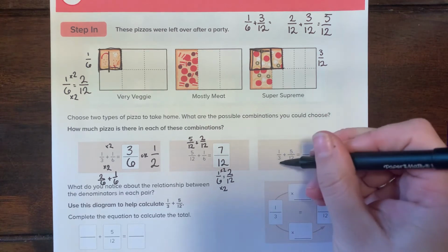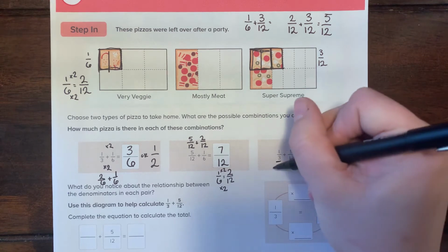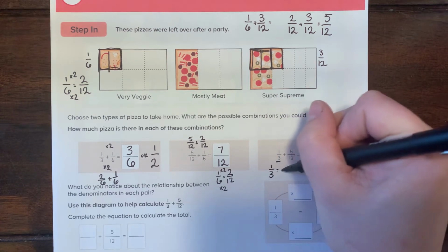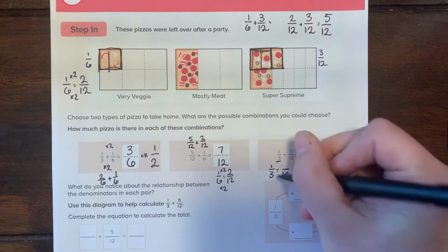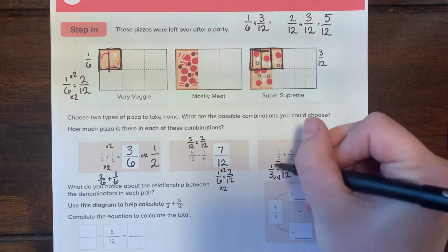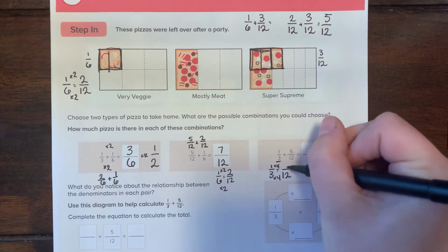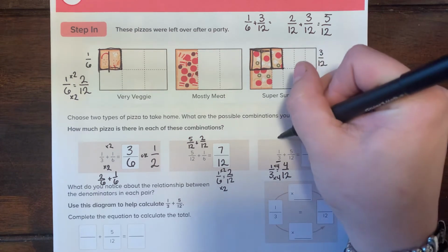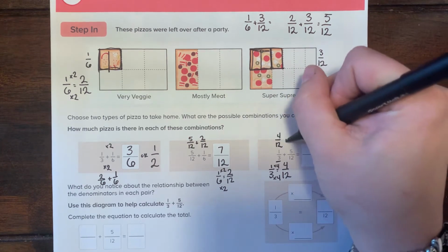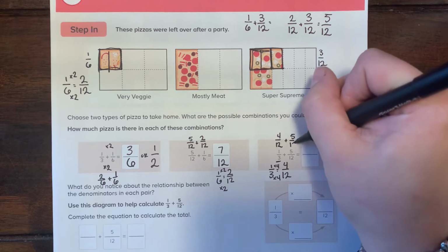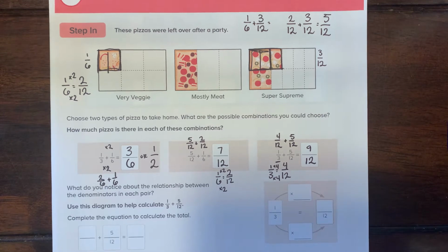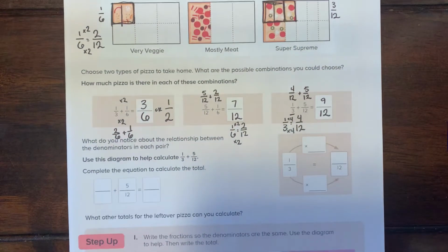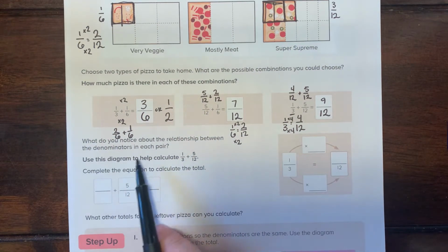So now we're going to do our 1/3. We're going to change that into 12ths. So we've got 1/3. We want it to be a 12. What do we need to multiply by 3 to get to 12? 4. And we're going to do the same to the numerator. 1 times 4 is 4. So it'll be 4/12 plus 5/12 equals 9/12. Perfect.